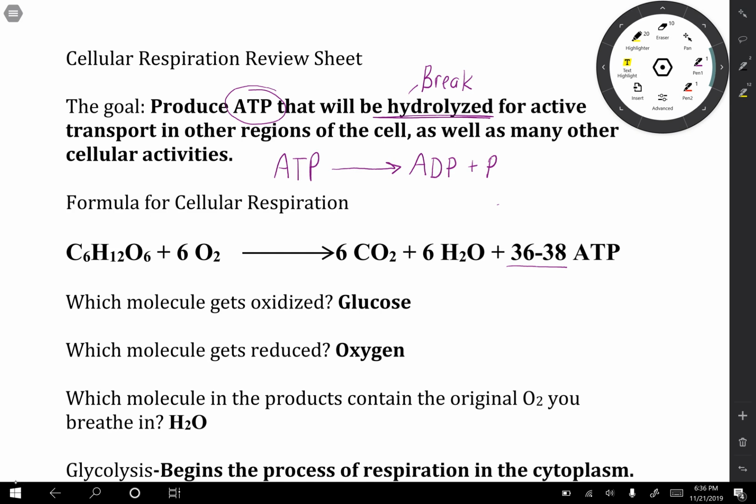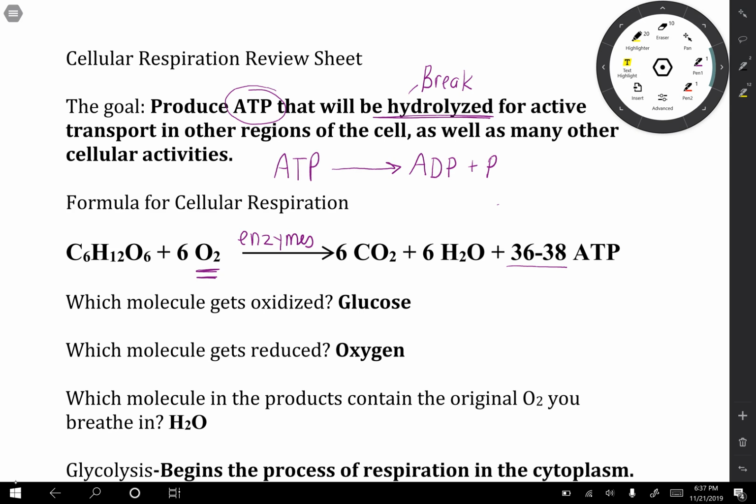This here is the formula for aerobic cellular respiration. Aerobic having oxygen as your key ingredient. So you take in a glucose molecule, C6H12O6, 6 oxygens that you're going to get with the help of many enzymes. There's 6 CO2s, 6 H2Os, and somewhere around 36 to 38 ATPs.